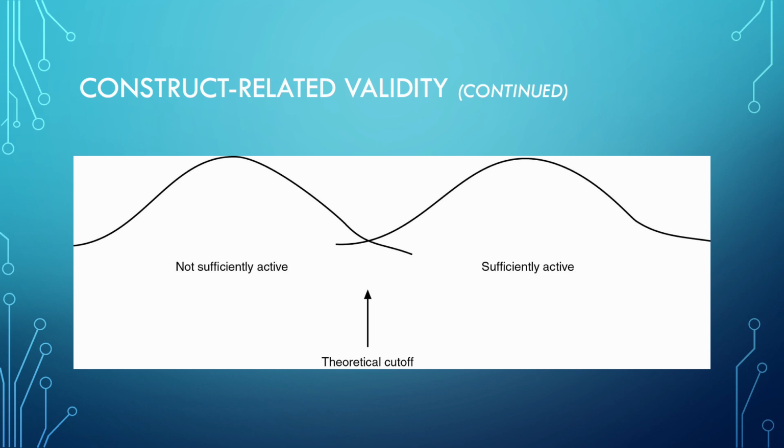So this is the visual representation of it. On the left, we have those not sufficiently active for a health benefit, and their data is plotted. On the right, we have those sufficiently active for the health benefit, and that data is plotted. Then where those two cross is our theoretical cutoff score. This is figure 7.4 in your textbook.